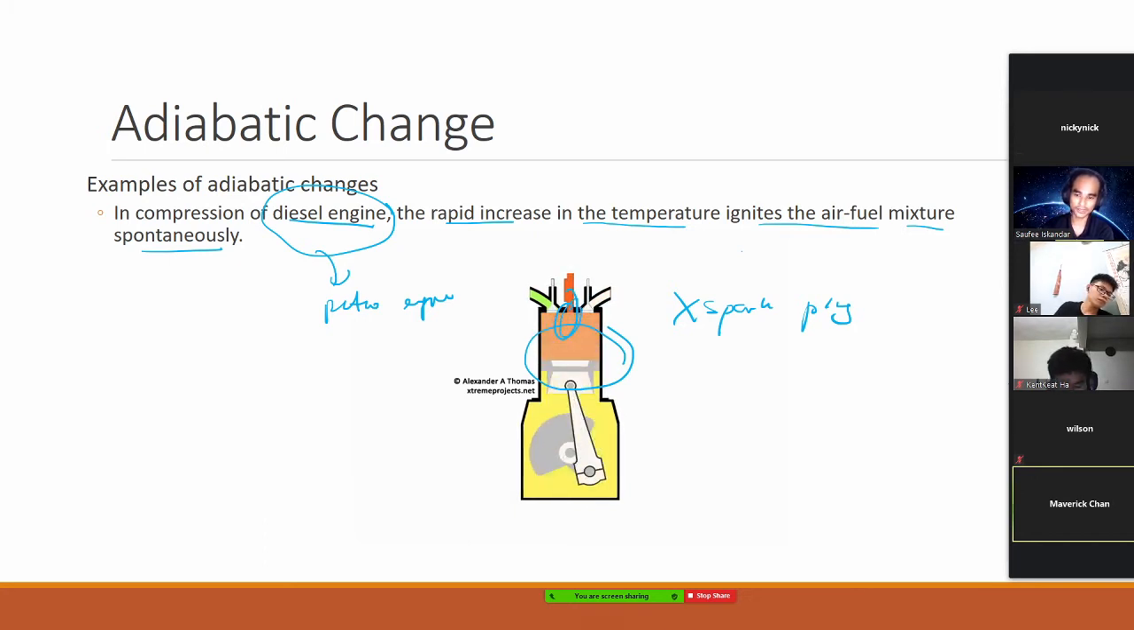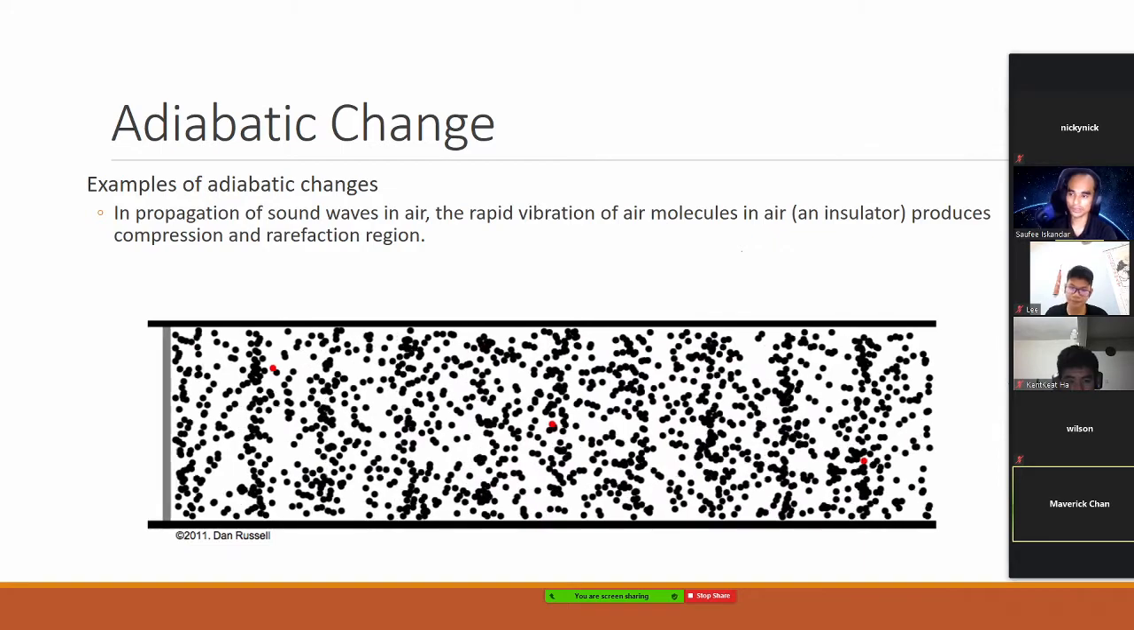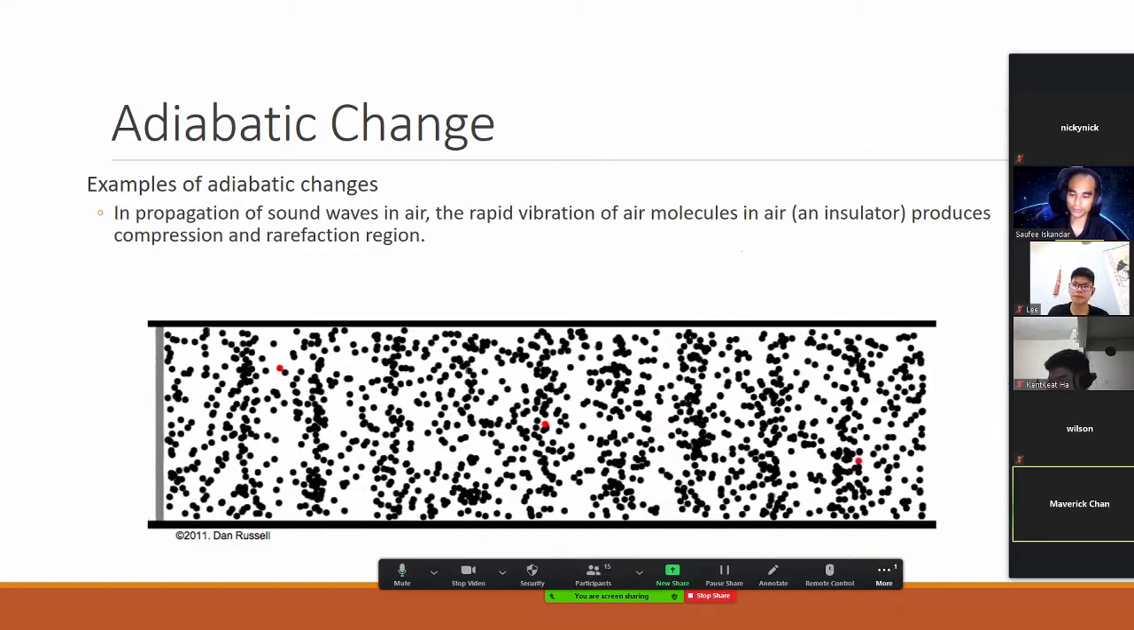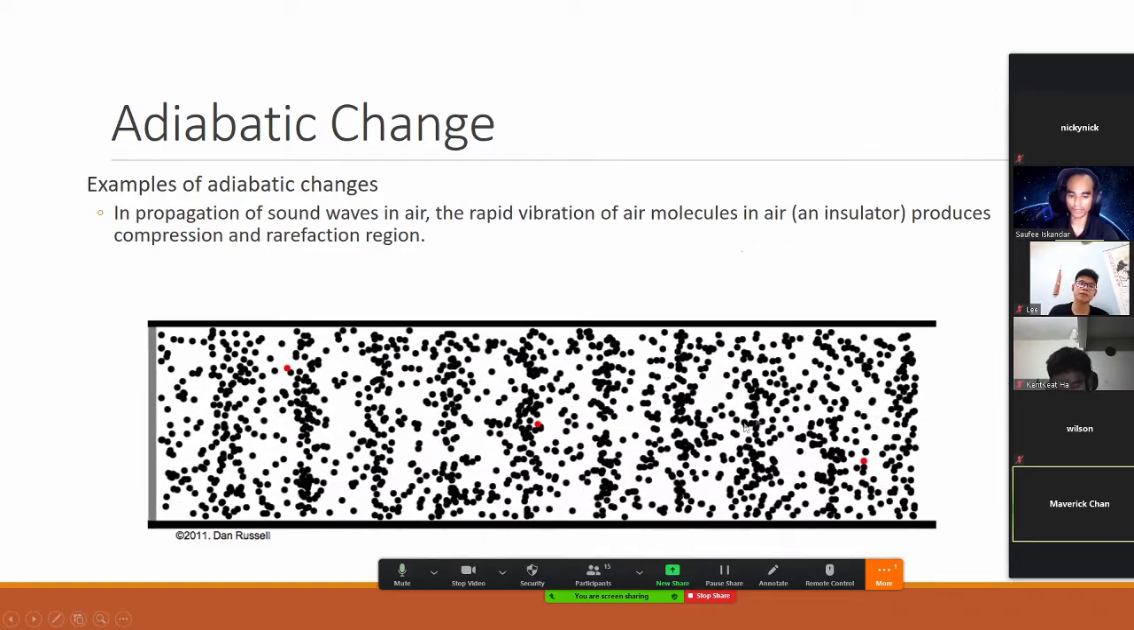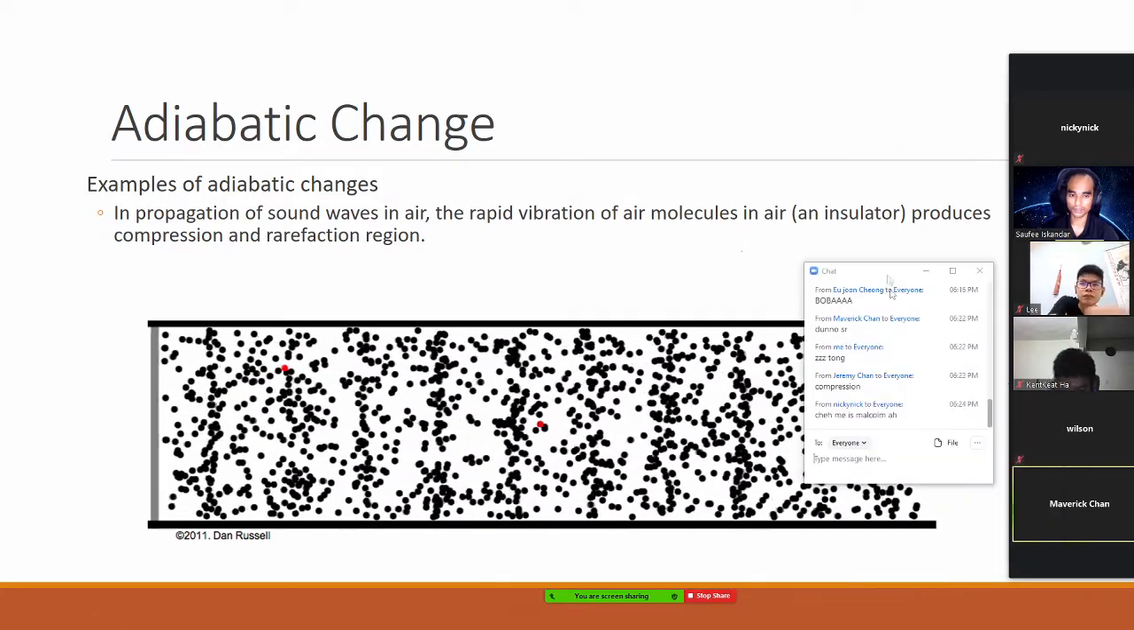But this process is adiabatic. It means there is such insulation that the heat Q cannot go out or come in. That is the big difference between diesel and petrol. One more example of adiabatic change is the propagation of sound waves in the air.